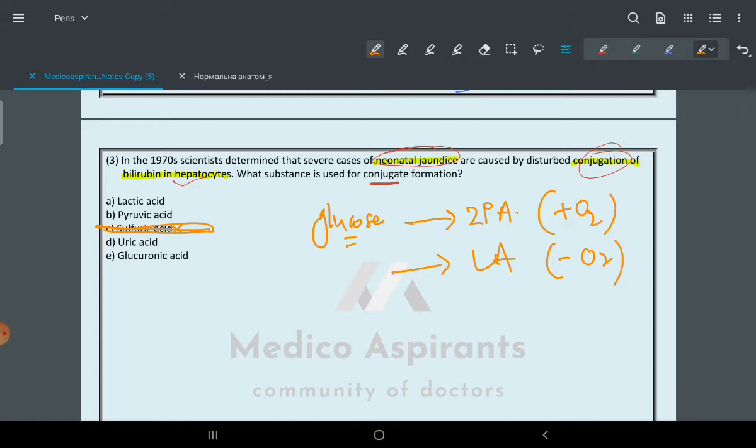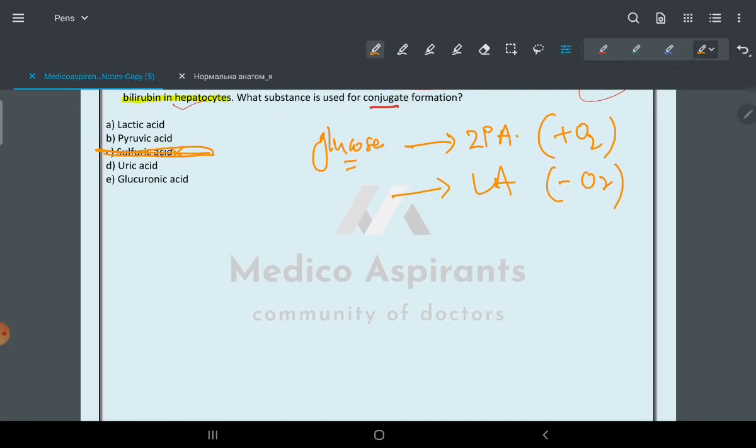Okay, here it is talking about jaundice, conjugation of bilirubin. Every time whenever you see jaundice, yellow color, remember my trick that I told you: hemoglobin degrades to form the heme part. Sorry, this is another thing. Hemoglobin degrades to form biliverdin and it further goes to form bilirubin.